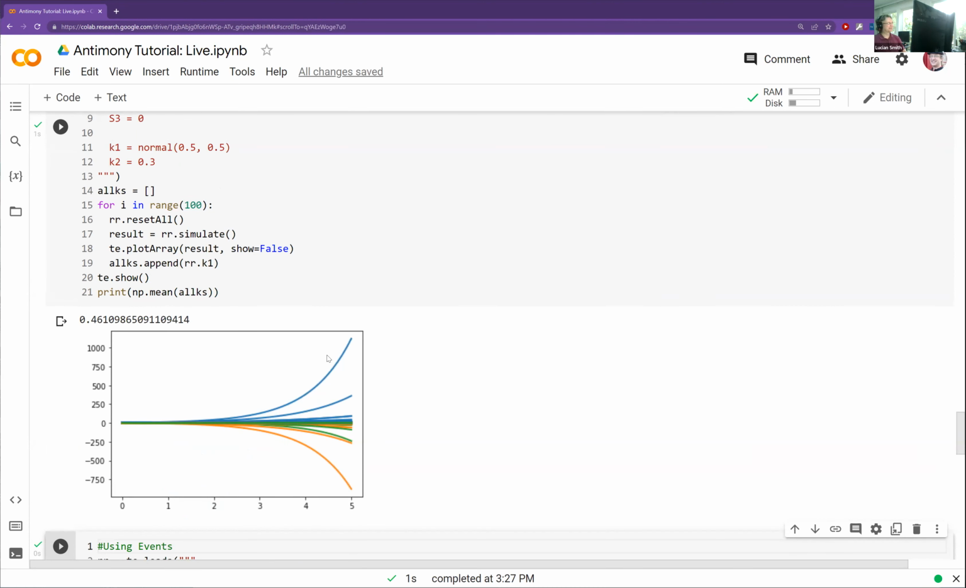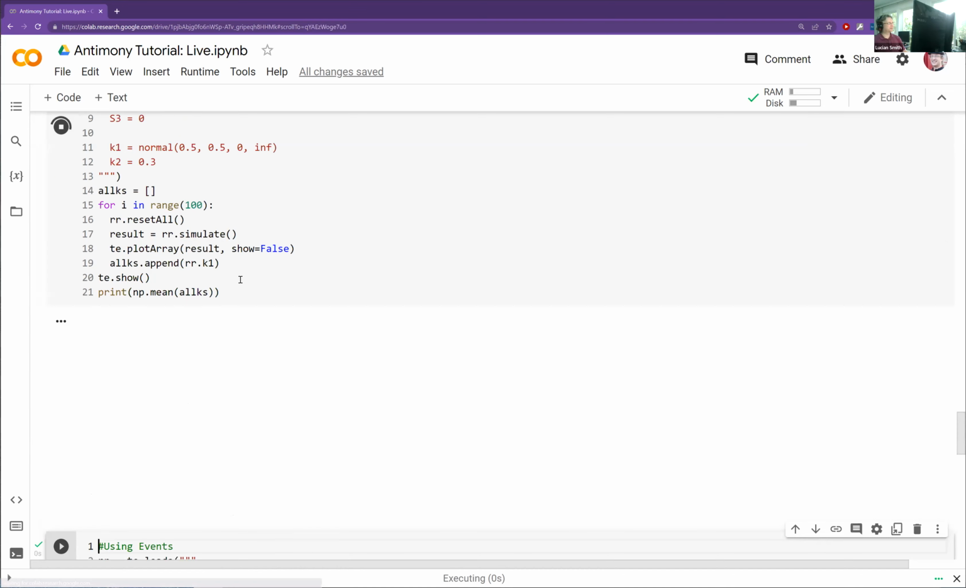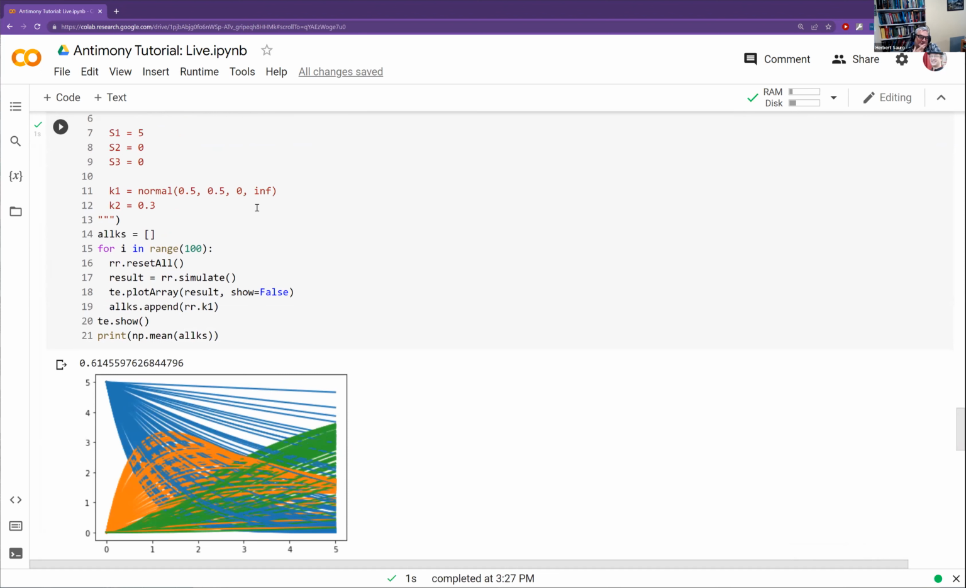It goes up and down like that. So one thing we can do is say we want it to have a minimum of 0 and a maximum of infinity. And now when we run it there, by having a few more arguments to the normal function, we can give it bounds. So normally it would have negative values for k all the time, but in this case we set a lower bound at 0, and then it won't go any smaller than that.